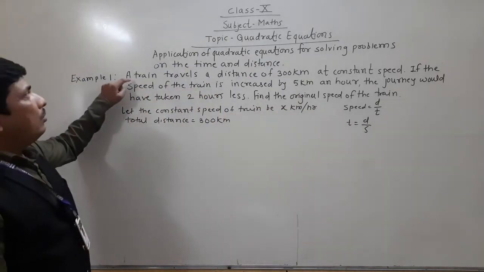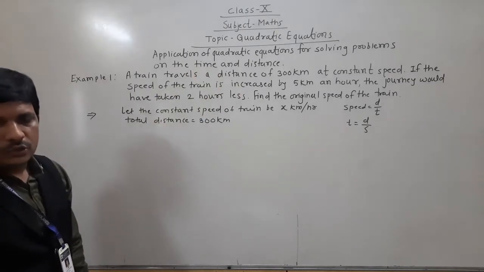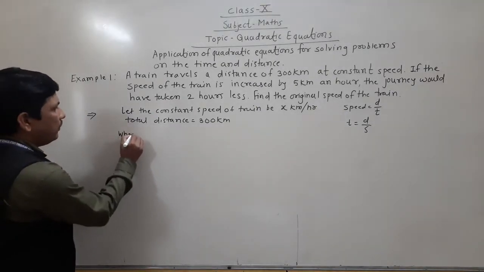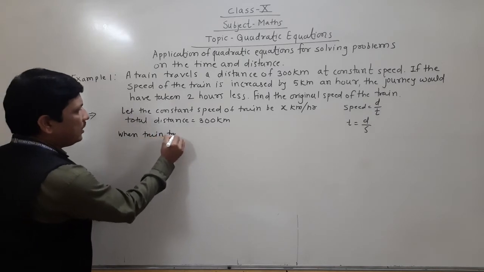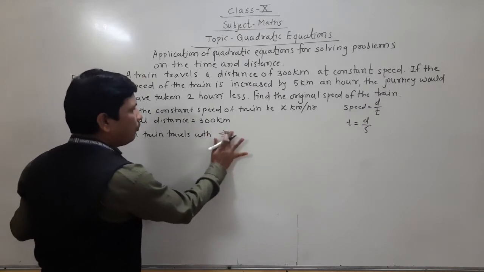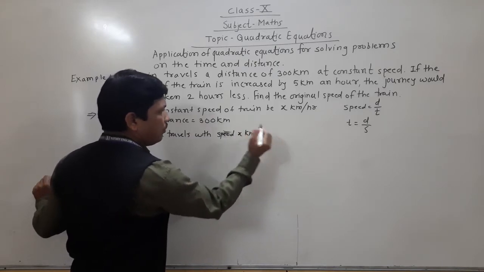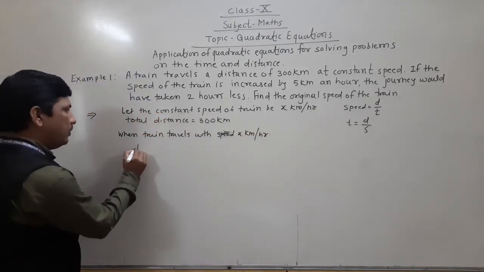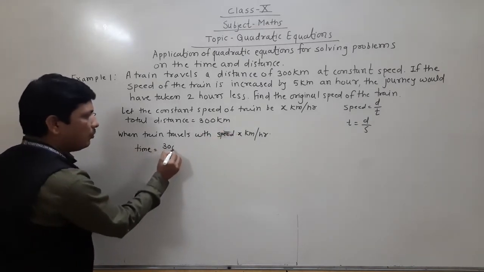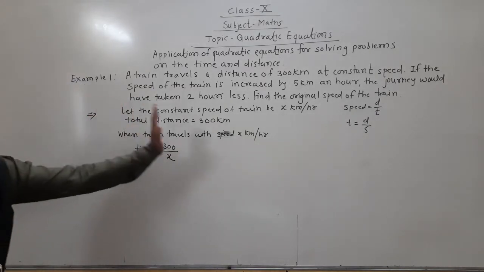A train travels a distance of 300 km at constant speed. So how much time will it take at that time? Here we will take when the train travels with speed x kilometer per hour, that time will be distance upon speed. Distance is 300 km upon speed is x, so 300 upon x. This is according to the first step.